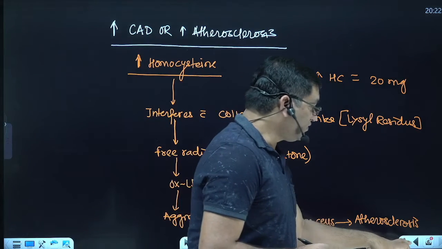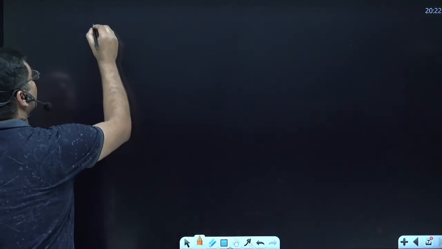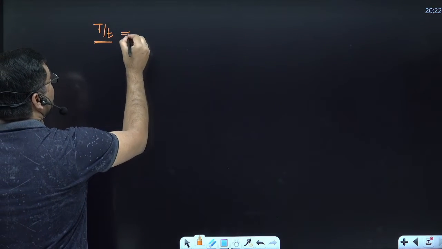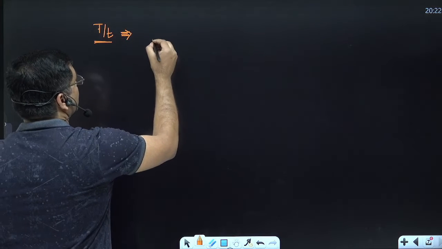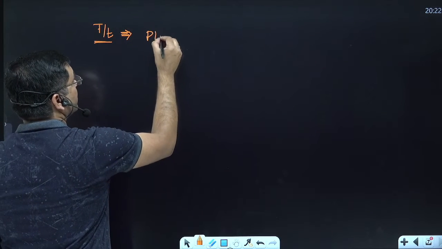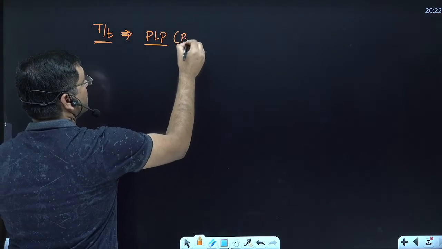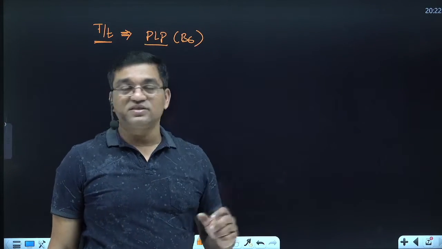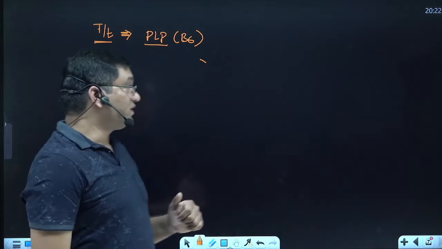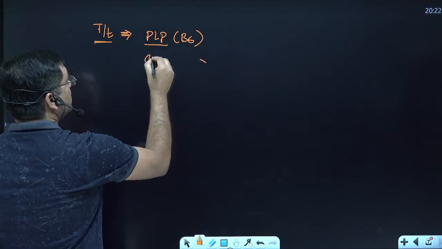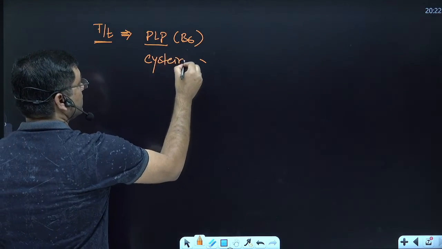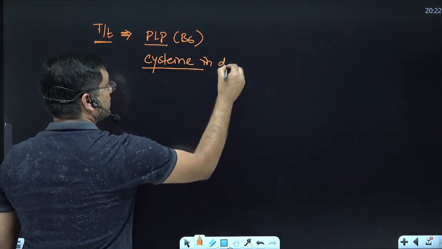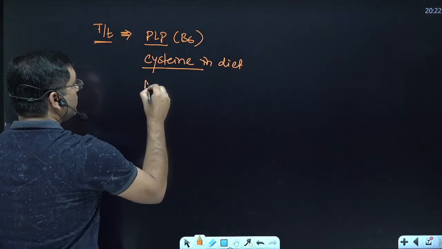So what should be given in the treatment of homocystinuria? First, B6 pyridoxal phosphate should be given, because cystathionine beta-synthase is a PLP dependent enzyme. Then cysteine should be supplied in the diet. Then methionine should be avoided.